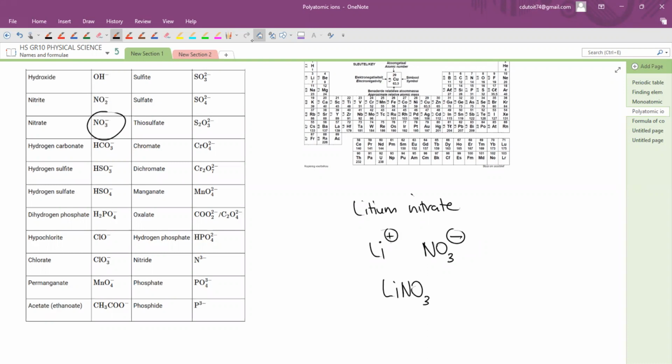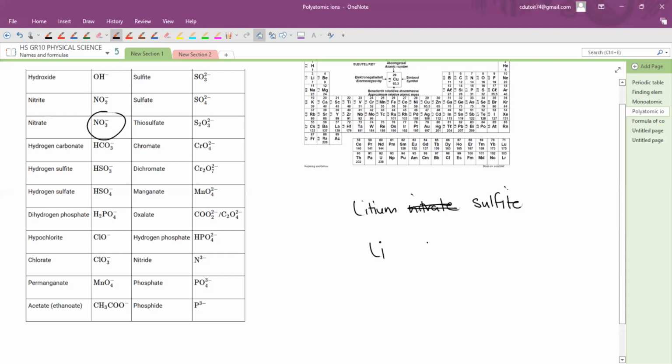But if I had lithium, say for instance, sulfite instead of nitrate. Now sulfite, you learned. It's SO3 2-. What would that compound look like? Li2 and SO3. The 2 negative will give you the charge. So that is lithium sulfite.